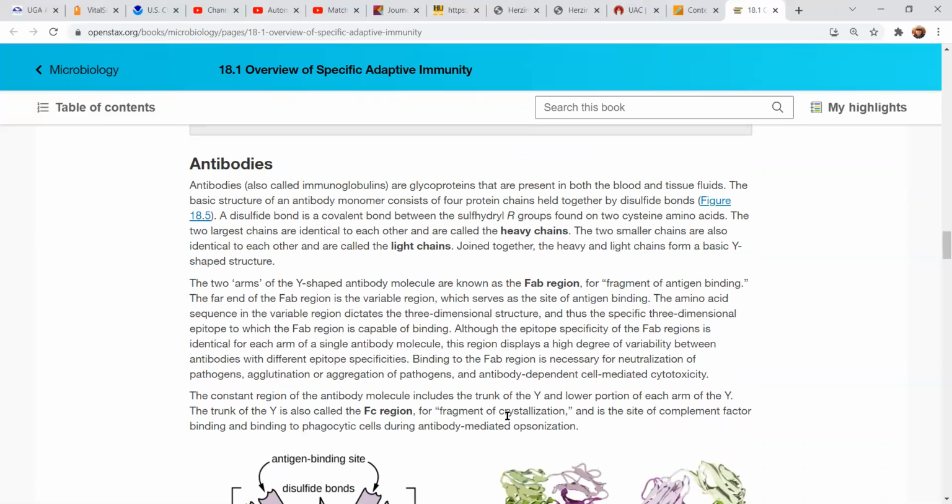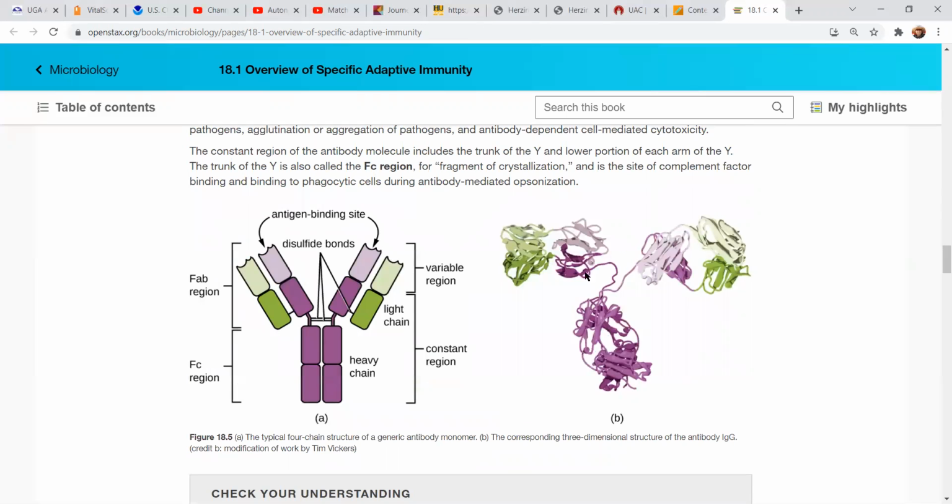So antibodies or immunoglobulins are glycoproteins. So they're composed of carbohydrate and proteins. They float around in the blood as well as within the fluids in tissues. And they kind of make this roughly Y-shaped structure here. And on the end of each of these little chains here will be the spot where they can bind to the antigen.